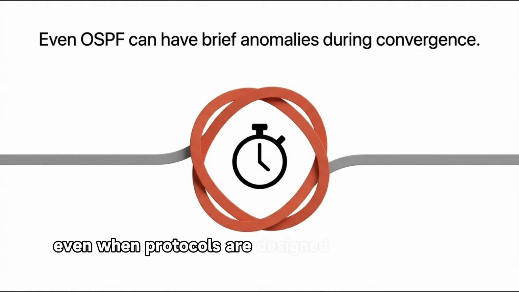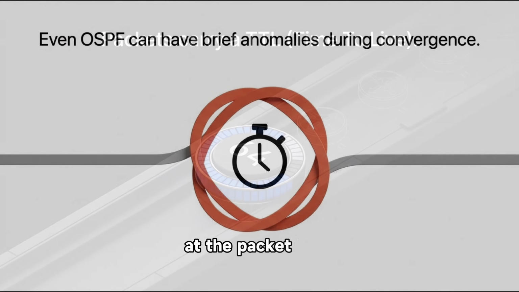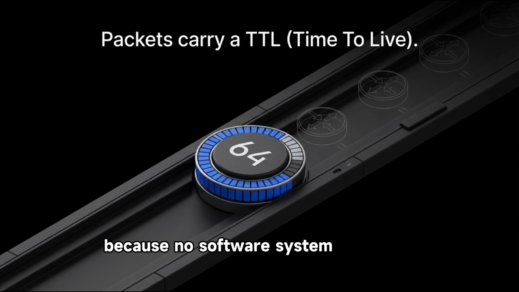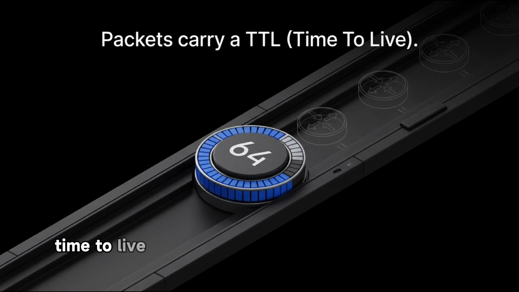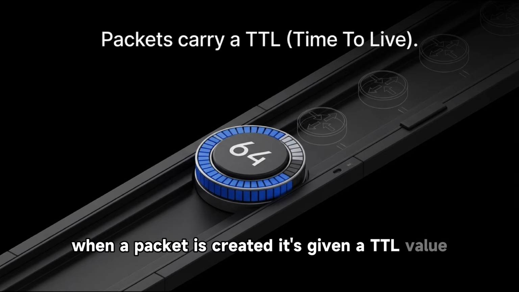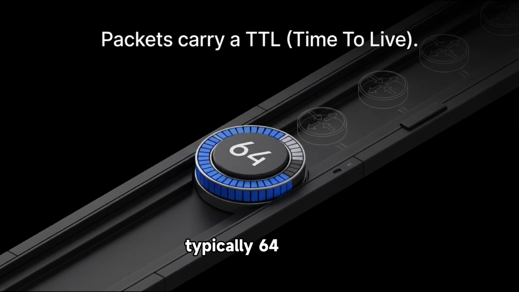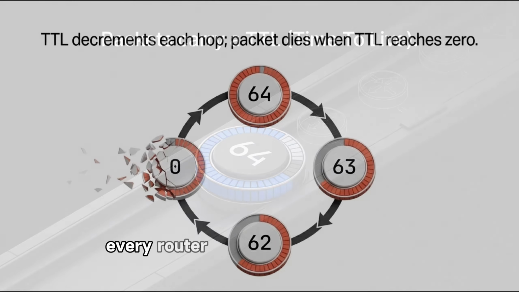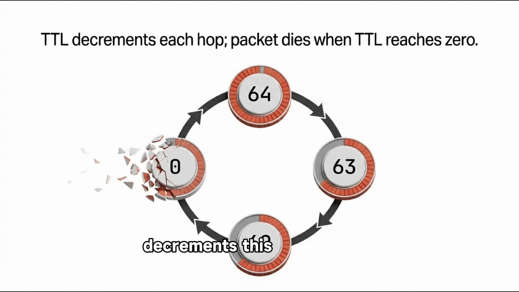Even when protocols are designed to prevent loops, networks add another layer of protection at the packet level because no software system is perfect and packets should never loop indefinitely, even if routing logic fails. That protection is the TTL field, time to live, a number embedded in every IP packet. When a packet is created, it's given a TTL value, typically 64 or 128. Every router that forwards the packet decrements this number by 1.